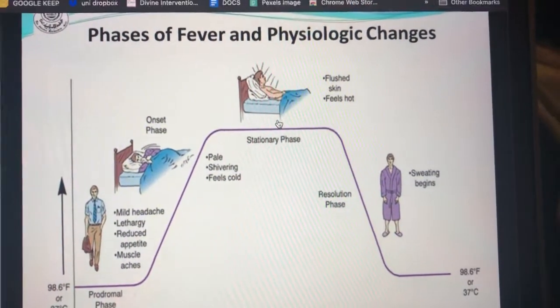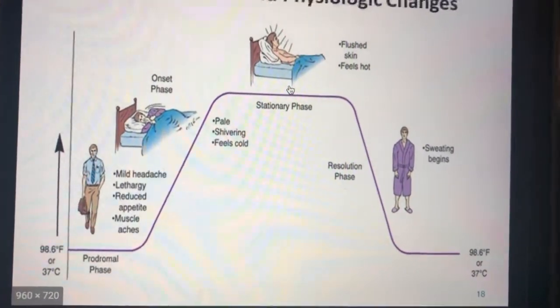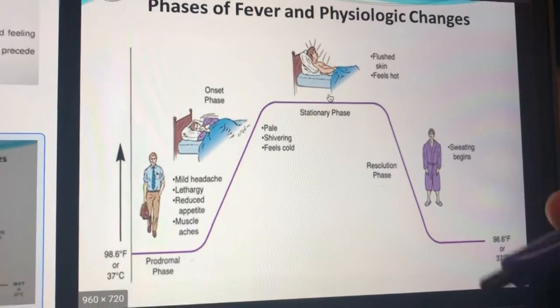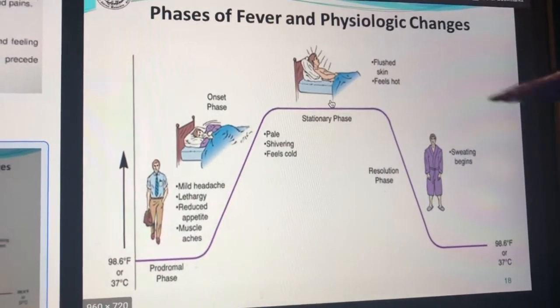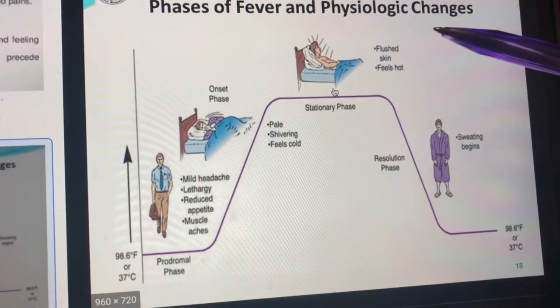So we're going to be discussing the stages of fever as well as a few of the patterns, the temperature curves that are very common for fevers, and I've got a mnemonic for them as well. It's kind of funny, so bear with me. So phases of fever and physiological changes.